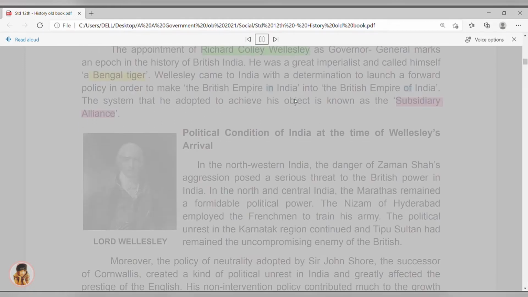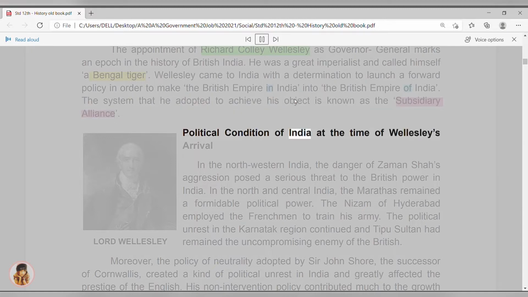The appointment of Richard Colley Wellesley as Governor General marks an epoch in the history of British India. He was a great imperialist and called himself a Bengal tiger. Wellesley came to India with a determination to launch a forward policy in order to make the British Empire in India into the British Empire of India. The system that he adopted to achieve his object is known as the subsidiary alliance.